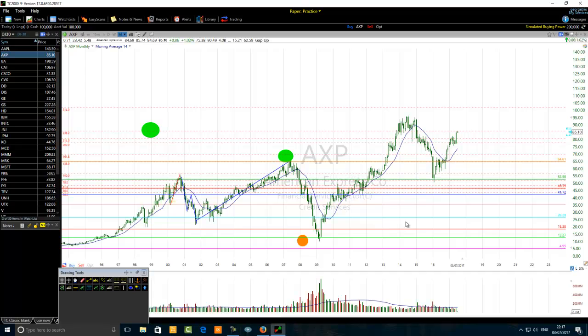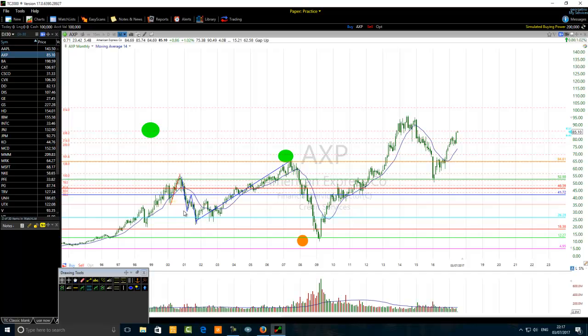Very often, if we have an expanded flat correction, not the classic flat correction, not the running flat correction, but the expanded flat correction, the B wave of the expanded flat correction will stop at the 138.2% Fibonacci extension level of the fifth wave. This is what has happened here. So this is the B wave of the expanded flat correction, and you can see that this is the A wave.